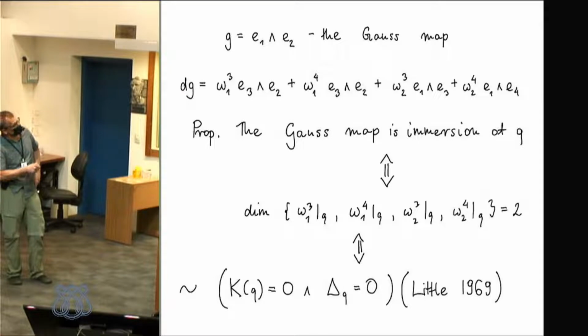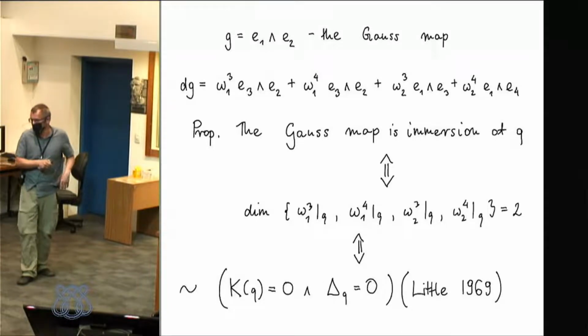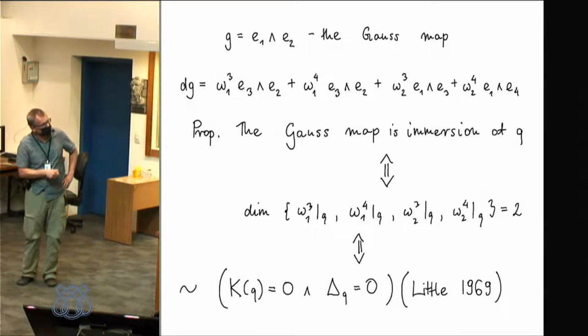If the dimension of the space is 2... if they are linearly dependent, if the dimension of the space is smaller than 2, so it's 1, it's not an immersion. This condition you can find also in the paper by Little in 1969. He proved that it is not an immersion if the Gaussian curvature and delta at this point are equal to 0. This is an equivalent condition.